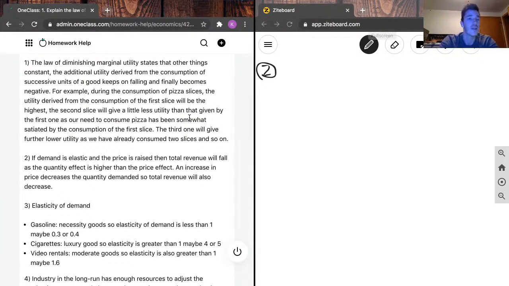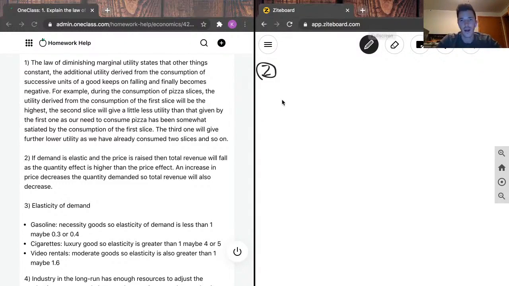And our junior tutor has written that the answer is that the law of diminishing marginal utility states that other things constant, the additional utility derived from the consumption of successive units of a good keeps on falling and finally becomes negative. For example, during the consumption of pizza slices, the utility derived from the first slice will be the highest. The second slice will give a little less utility than the first one, as our need to consume pizza has been somewhat satisfied by the first slice. The third one will give further lower utility as we have already consumed 2 slices, and so on.